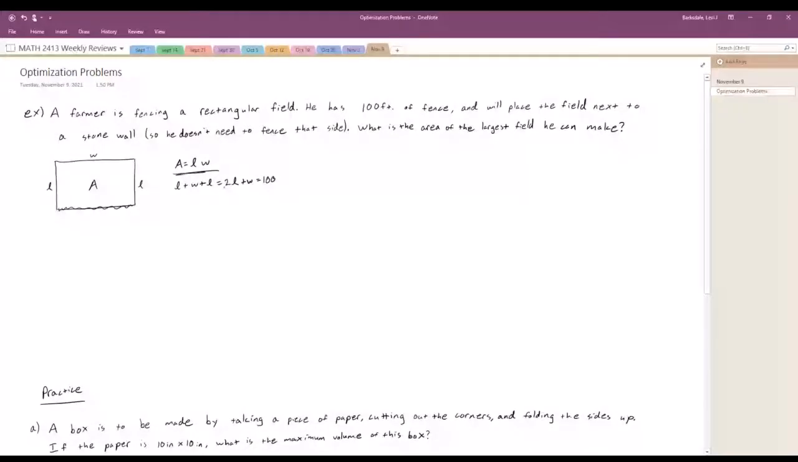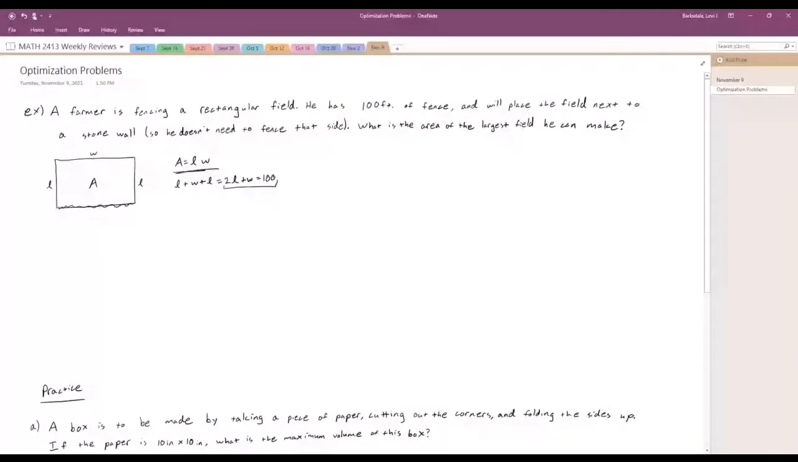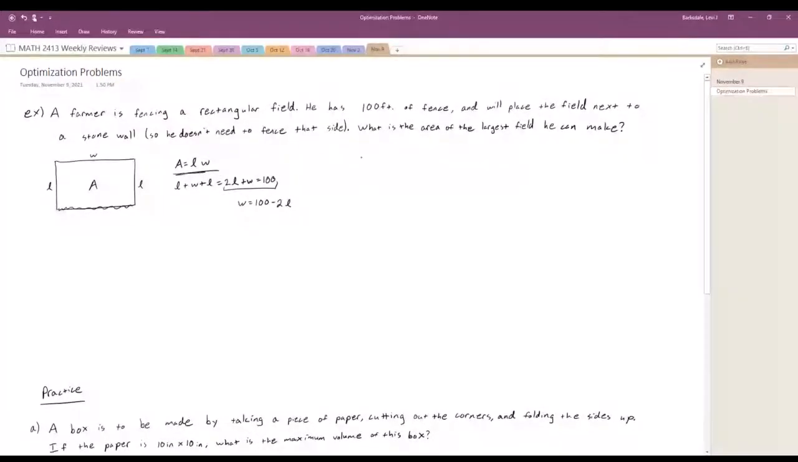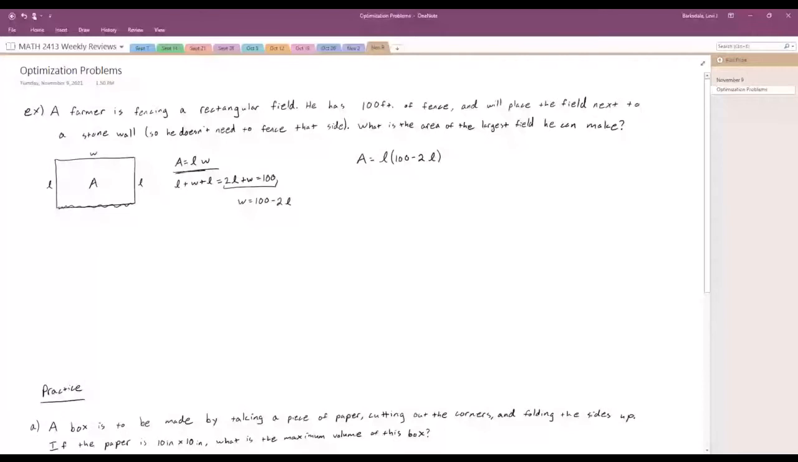With this other function, we can make a substitution. I can move the two L's over to the other side, and I see that W is equal to 100 minus 2L, and then I can substitute W out of my area equation. And this gives me an equation of one variable. So now that I have an equation of just one variable, I can take its derivative and solve for the critical points.